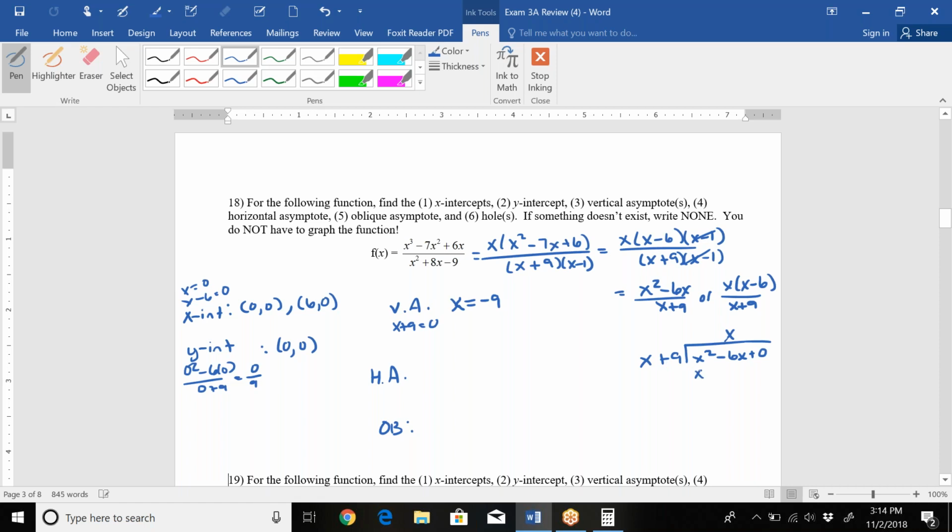So it's x squared plus 9x. We change our signs to do the long division. So that's negative 15x plus 0. X goes into negative 15x, negative 15 times. And once you've got your mx plus b, you don't need to do anything else. So this is an oblique at y equals x minus 15. That is the oblique asymptote, which means we have none for the horizontal. And then the last thing is whether or not we have a hole.